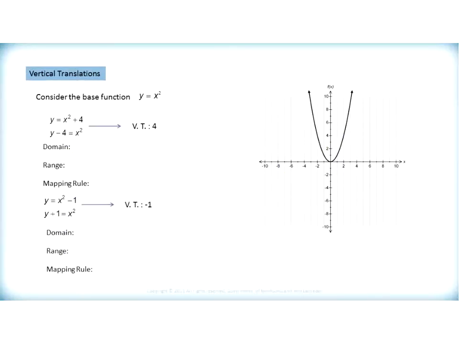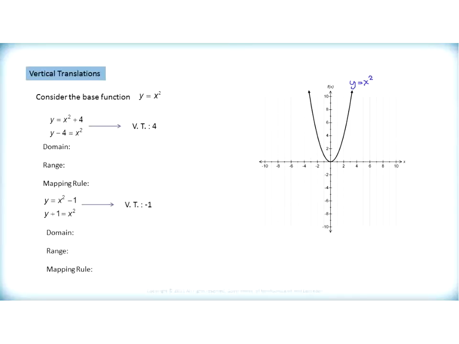Let's now have a look at some vertical translations. Again, let's consider a new function. Let's consider the function y equals x squared. y equals x squared is, as of course you know, a parabola that opens upwards. y equals x squared, the graph is already drawn for us here. Let me simply label that.